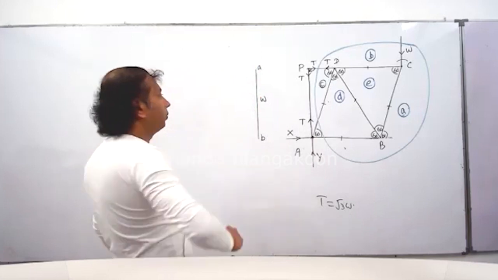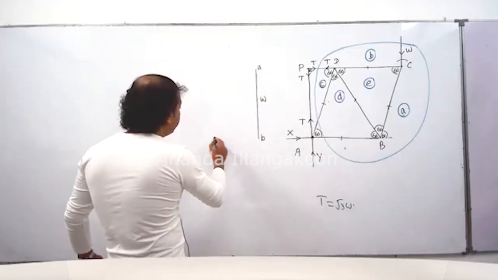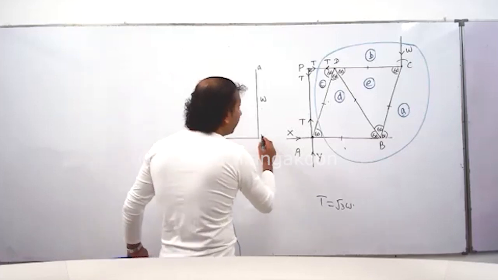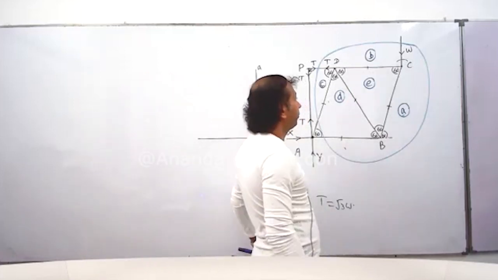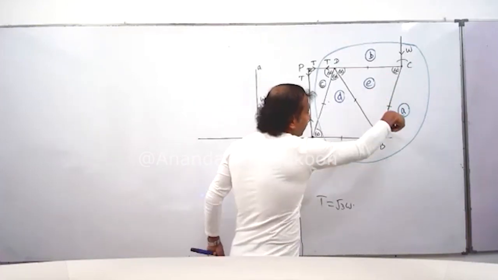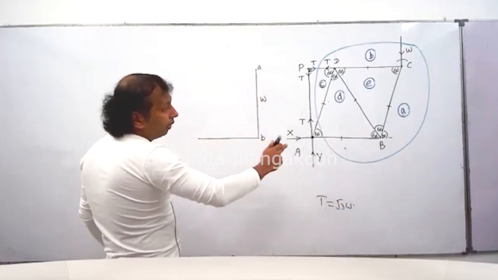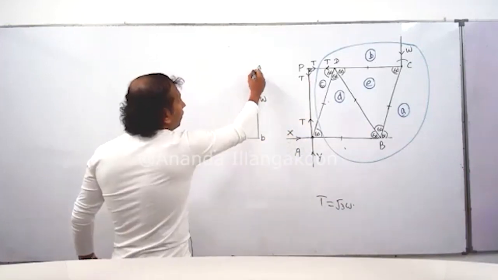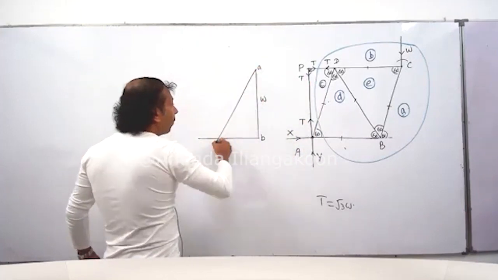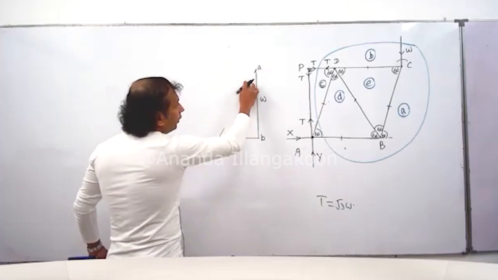AB, downward W. BE horizontal. This we will draw as a horizontal line. Why? BE horizontal. EA or AE makes 60 with the horizontal. From the point A, draw a line parallel to that rod CB. Then we can find the point E.